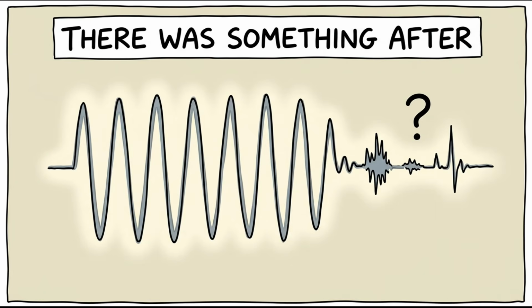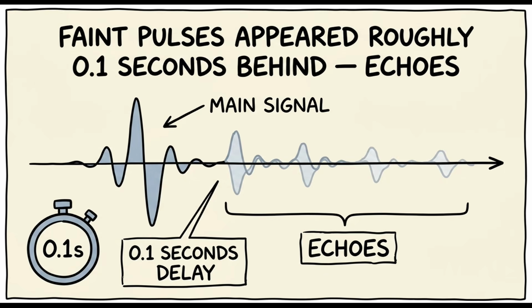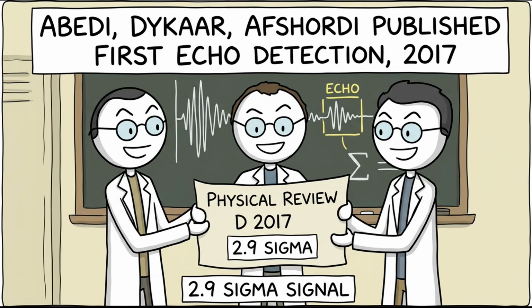There was something after. Faint pulses appeared roughly 0.1 seconds behind the main signal, echoes at frequencies predicted years earlier by Ahmed Farag Ali and collaborators if Planck Stars or fuzzballs replaced the classical event horizon. Jahed Abedi, Hannah Dakar, and Nyayesh Afshorty published the first echo detection in Physical Review D in 2017, claiming a 2.9 sigma signal, statistically suggestive but not conclusive.